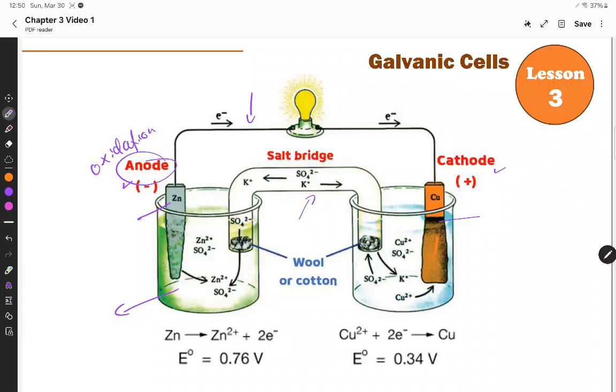What reaction happens at the anode is oxidation. Oxidation happens to the anode. Oxidation of what? Oxidation of zinc. Zinc will become zinc 2 positive plus 2 electrons. This is the reaction of oxidation.